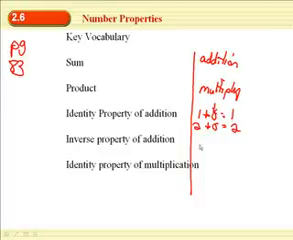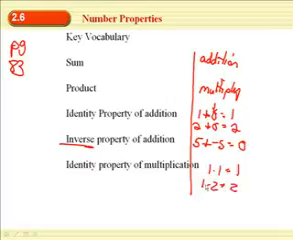The inverse property of addition is, and I'm looking in your book, if you look where the definitions are, it's back on page 63, actually page 64. So the inverse property is when you add a number and its opposite, like 5 plus negative 5, you get 0. Inverse is another way to say opposite. And the identity property of multiplication, to get the same answer, 1 times 1 is 1, 1 times 2 is 2. So the identity for multiplication is 1. The identity for addition is 0.